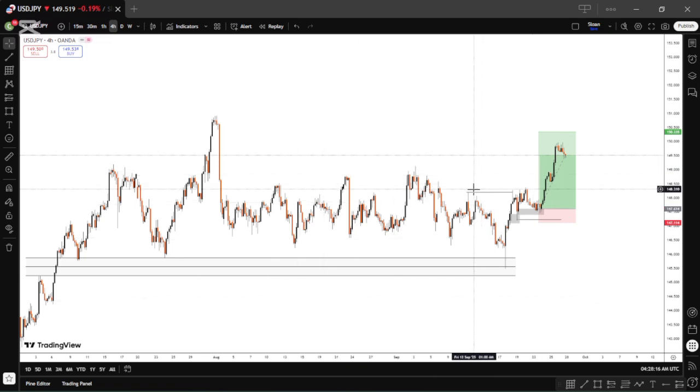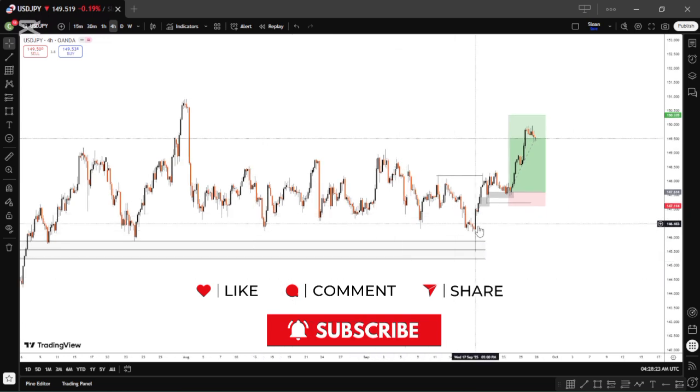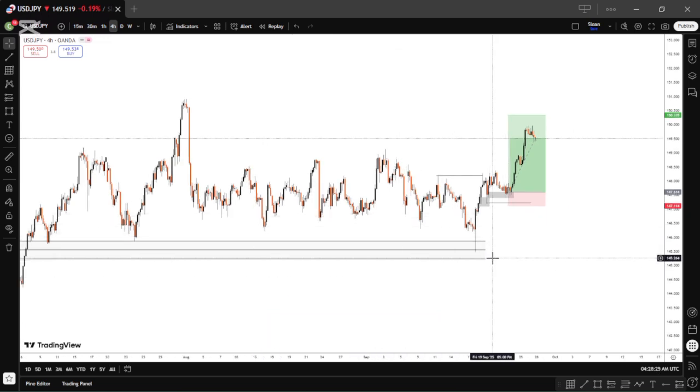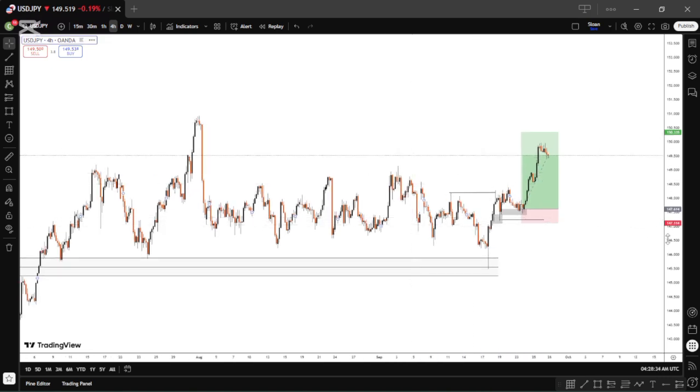And then if I want to refine the entry, I go down to a lower time frame, 1 hour time frame or 30 minutes, and then I spot out break of structures or change of characters, and then the POI after the change of characters. I basically look for mitigations, and then I find a way to get into this trade.